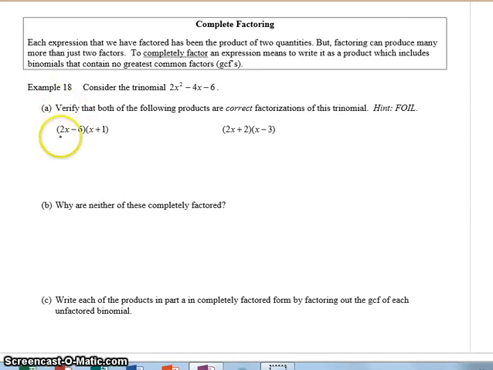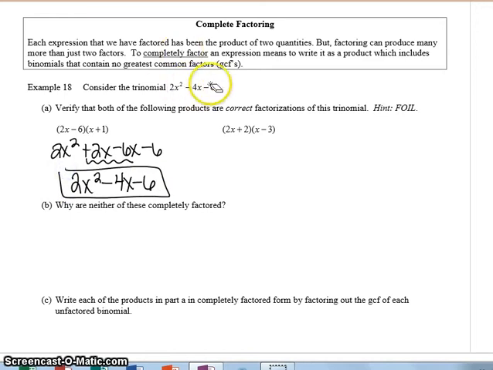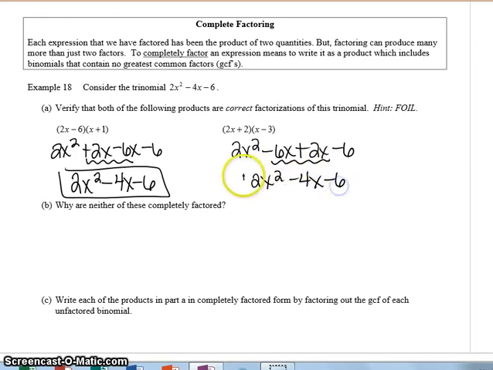Okay, so my first terms, I'm going to get 2x squared. My outers, I get plus 2x. My inners, I get minus 6x. And my last, I get negative 6. I combine these, and I'm going to get 2x squared minus 4x minus 6, which is what I started with up here. Next thing, same thing. First, 2x squared, outer minus 6x, inner plus 2x, last minus 6. Combine like terms, I'm left with 2x squared minus 4x minus 6.